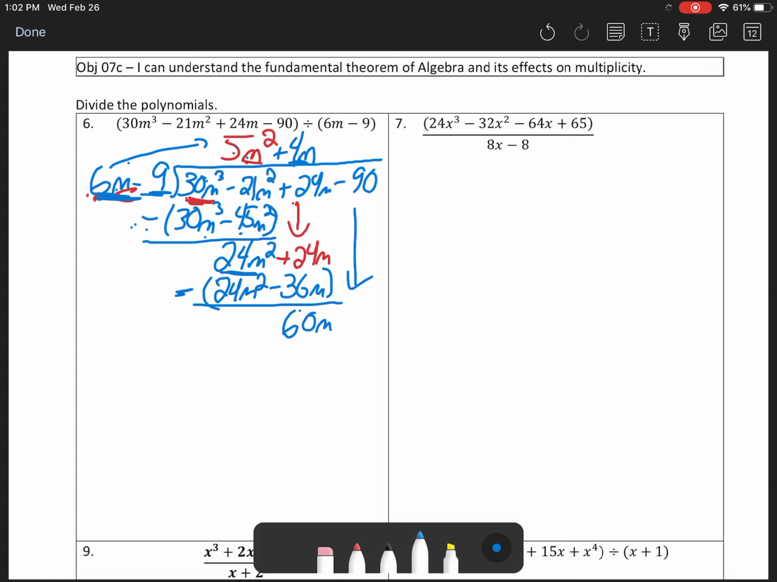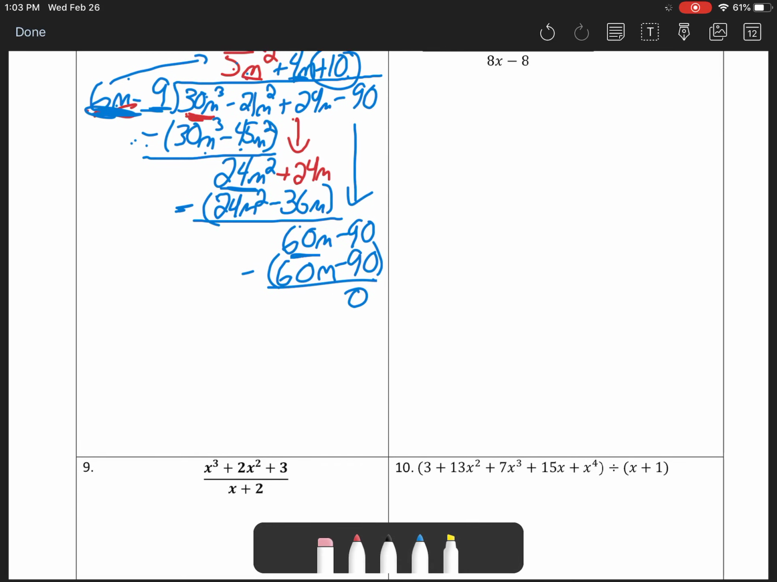And then what I do is I bring down my negative 90. Okay, do the same thing. 6m goes into 60. Okay, that's going to be positive 10 times. Okay, and then I multiply this by these two and put that answer there. So this is going to be 10 times 6, so this is going to be minus 60m minus 90. And when I add those, I get 0, so I have a remainder of 0. So my final answer is going to be 5m squared plus 4m plus 10.